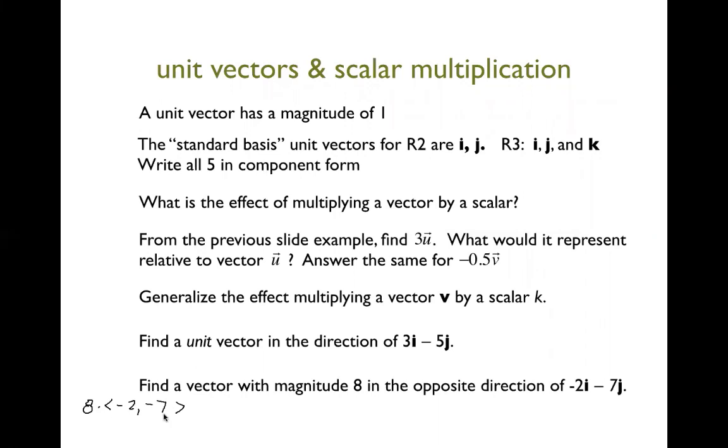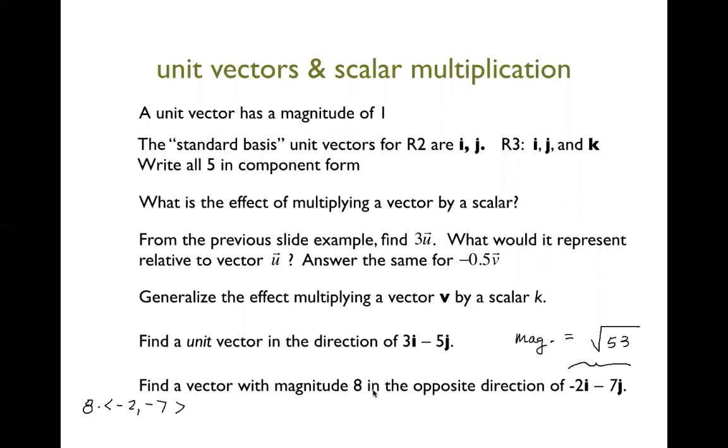What about the magnitude of this? Is the magnitude of this bigger or smaller than 8? Bigger. The original vector has a magnitude of square root of 53, right? Square root of 4 plus 49. And so if I multiply that vector by 8, the magnitude of this is going to be 8 radical 53. Way bigger than 8, right?